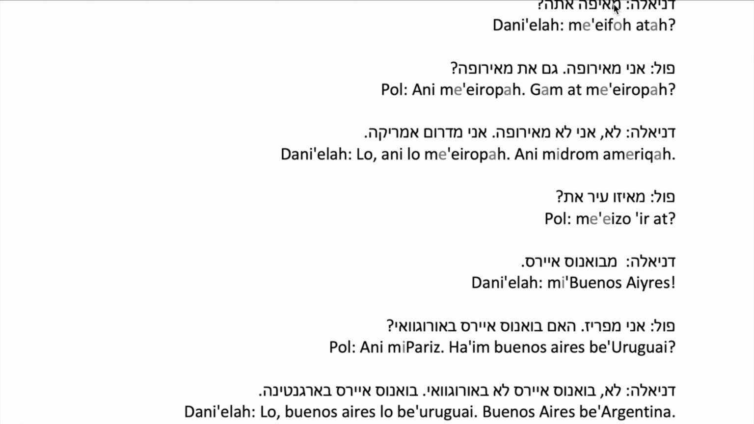מאיפה אתה? אני מאירופה. גם את מאירופה? לא, אני לא מאירופה. אני מדרום אמריקה. מאיזו עיר את? מבואנוס איירס. אני מפריז. האם בואנוס איירס באורוגוואי? לא, בואנוס איירס לא באורוגוואי. בואנוס איירס בארגנטינה.